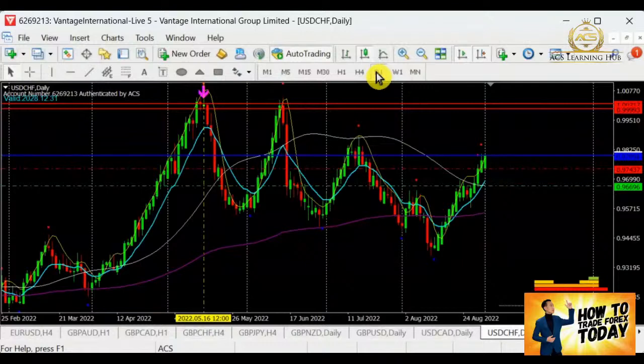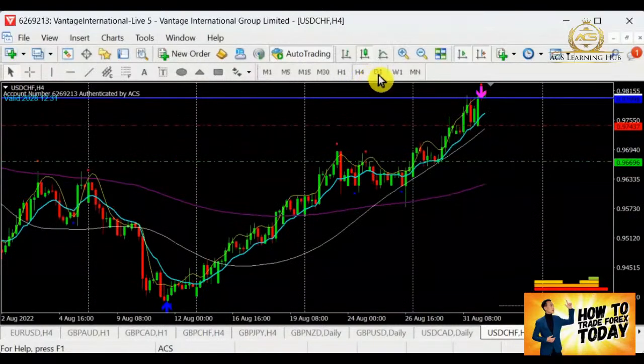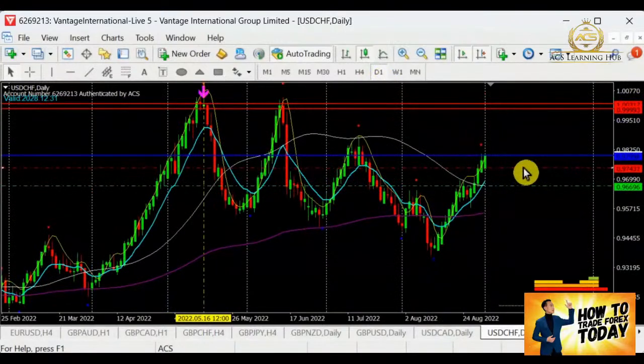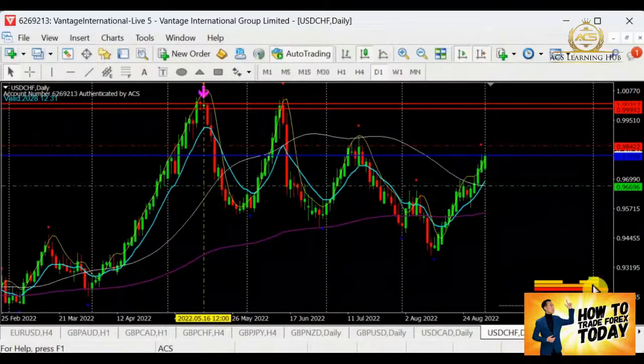Dollar franc, yes. As earlier on, last week we were talking about this area here. There may be a retracement, but is it confirmed? No, not yet. Until today, it is still on the bull run. So dollar franc is still good for buying. Anyway, the resistance is still very far away.